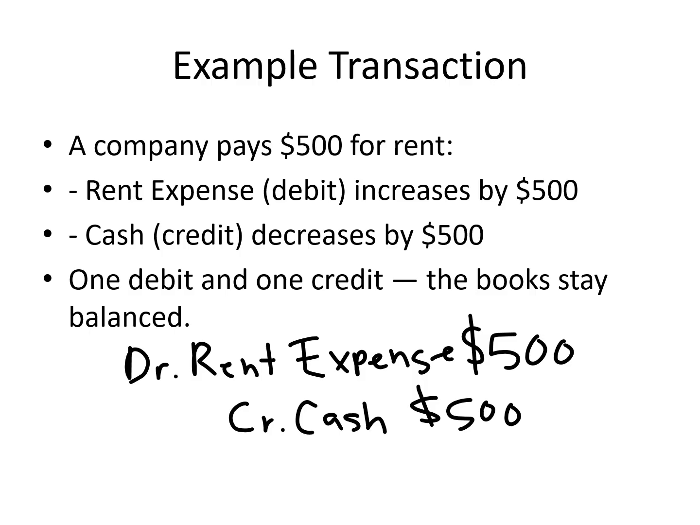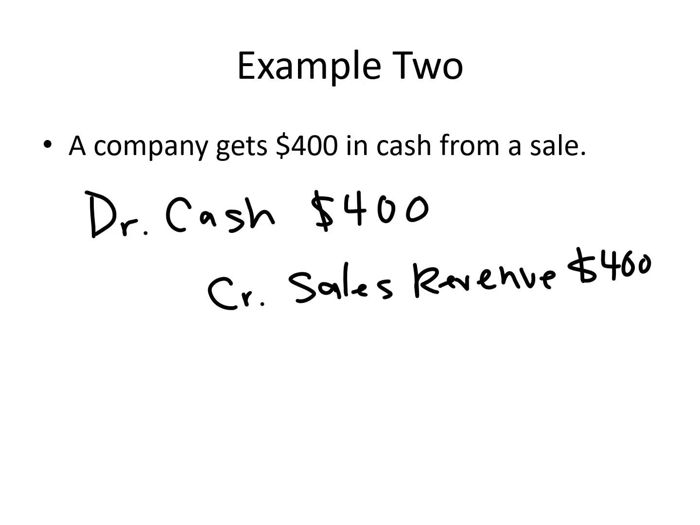Now let's try a quick example. Say a company pays $500 for rent. Rent is an expense, and expenses are increased with debit, and cash is an asset, and cash goes down, so we credit it. So the journal entry for this would be debit rent expense $500, credit cash $500. Boom, one debit, one credit, and everything is balanced.